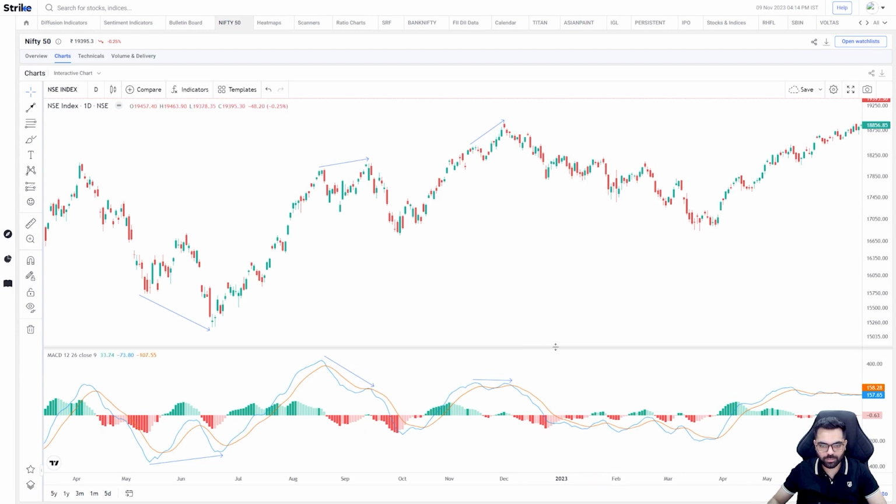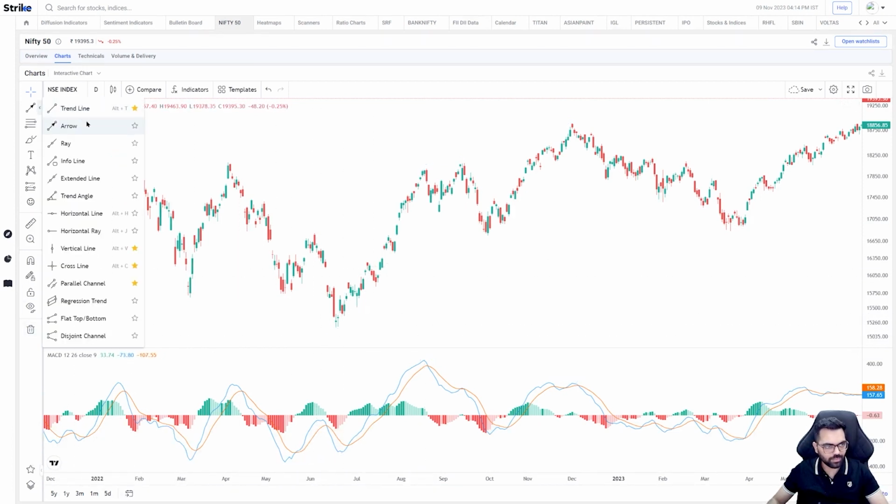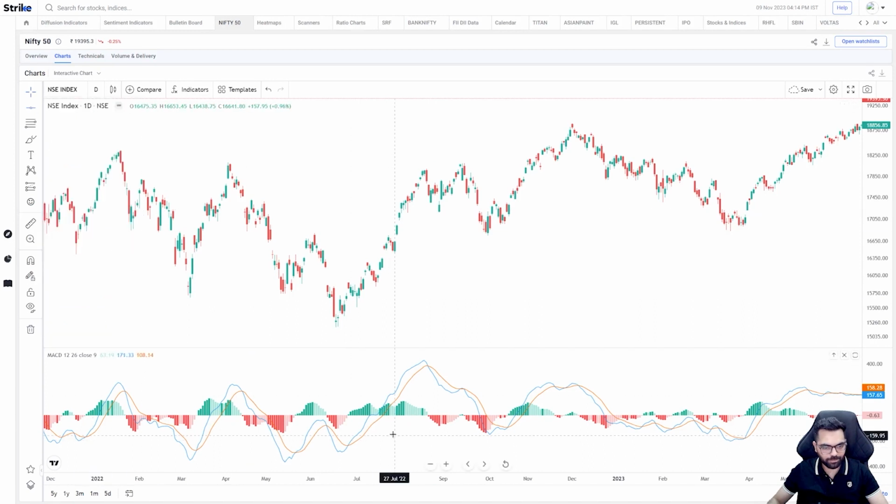So we discussed crossovers and divergences. Next comes using the zero line. Now, as you can see, let me clear all of this. Just for reference, I'll draw a zero line here.